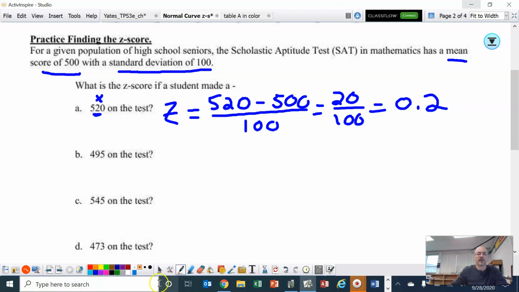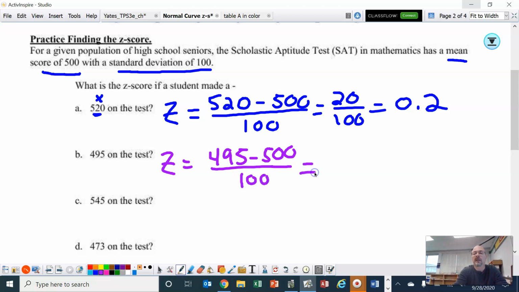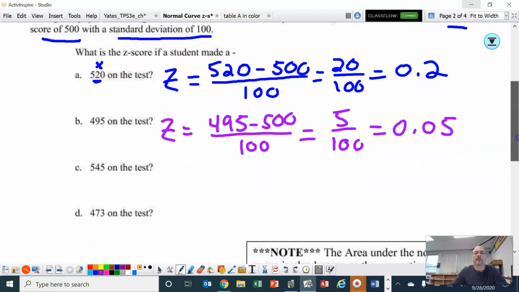Let's move on. So the next one, again, remember the power of pause and rewind if I'm going too fast. So z equals 495 minus the 500. Obviously this has got to be a negative z-score because that person scored below the average. That is 5 over 100, and 5 divided by 100 is going to give us 0.05. Now that 0 in front of the decimal is not necessary if you don't want to put it there.